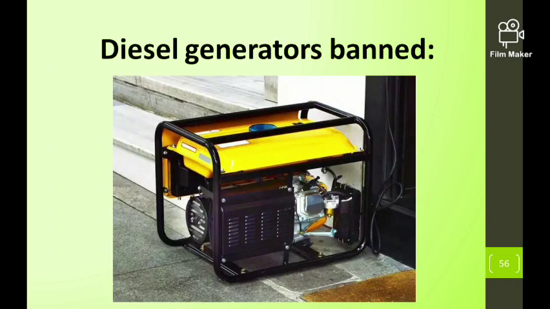Diesel generators ban. Already, the Environmental Pollution Prevention and Control Authority directed the governments of Delhi, Haryana and Uttar Pradesh to ban the use of diesel generators except for essential and emergency services in the national capital and the neighboring cities of Ghaziabad, Noida, Greater Noida, Faridabad and Gurugram.